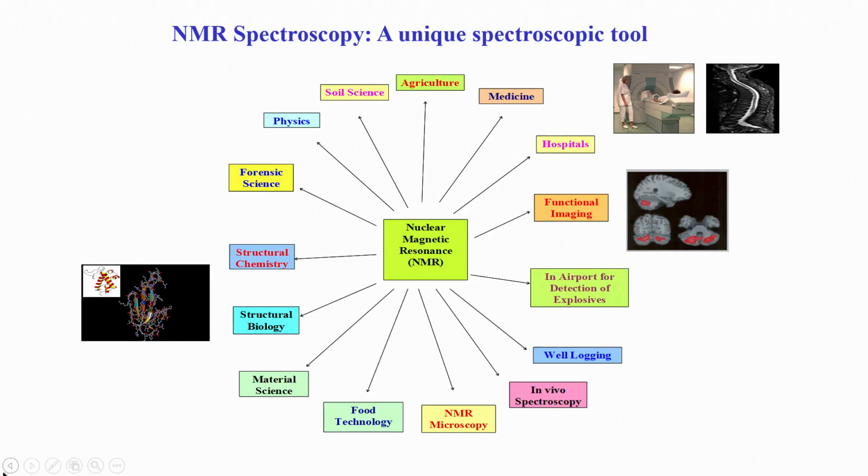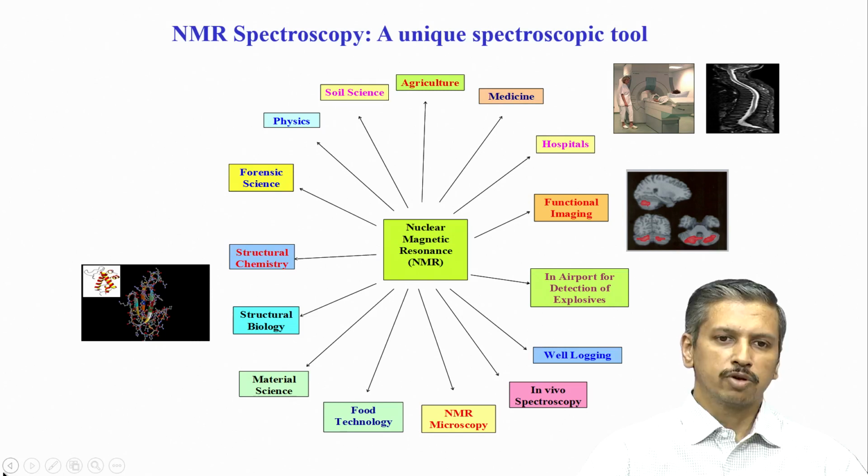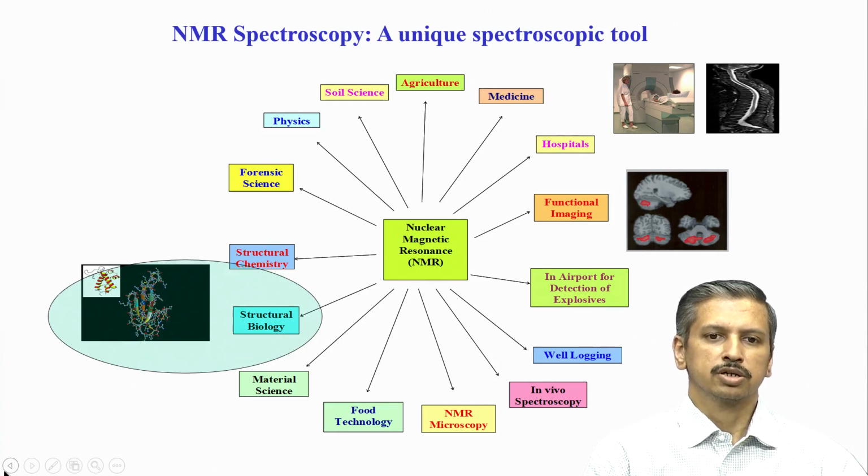As you can see here in this slide, NMR has a variety of applications in different areas of science such as soil science, agriculture, medicines, in food technology and so on. What we are going to focus on in this particular course is structural biology, which concerns the structures of proteins and nucleic acids and their interactions with other molecules, small molecules.